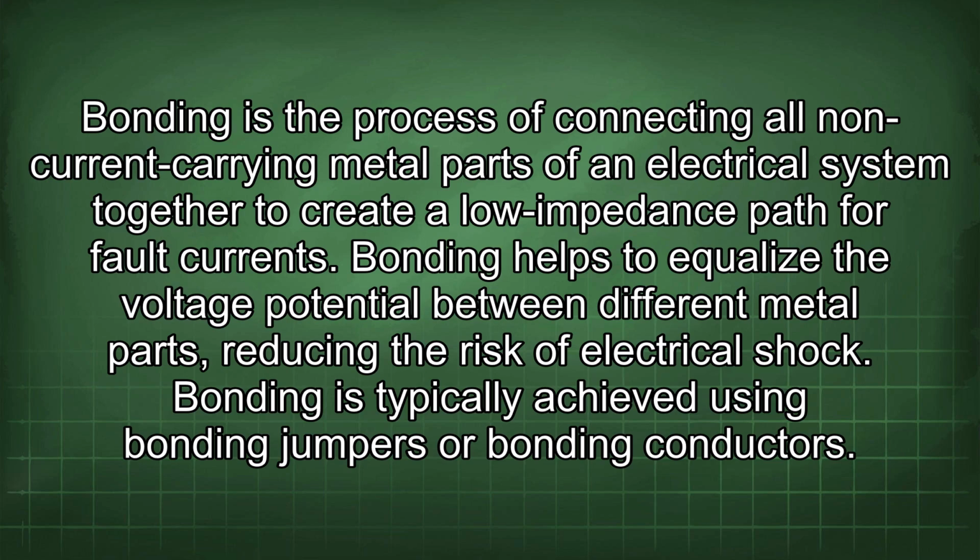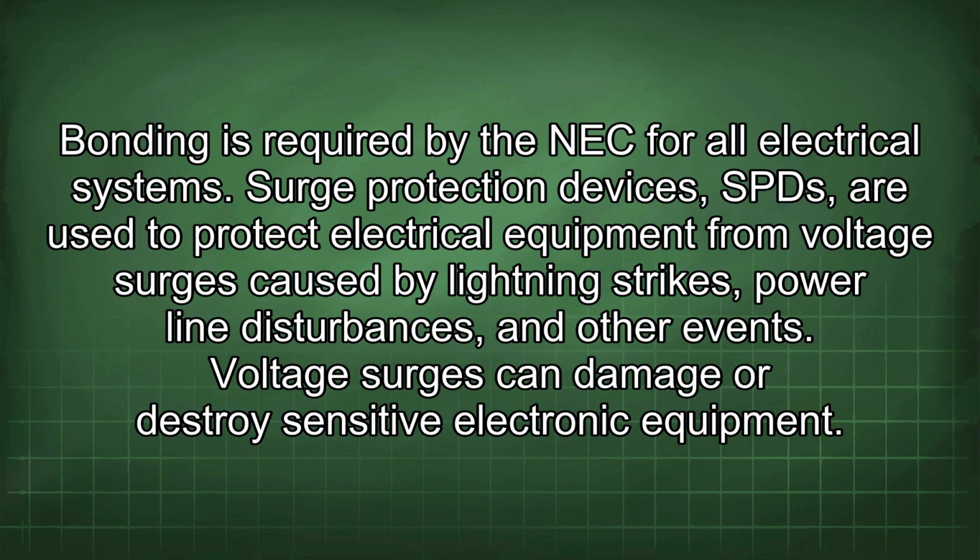Bonding is the process of connecting all non-current carrying metal parts of an electrical system together to create a low impedance path for fault currents. Bonding helps to equalize the voltage potential between different metal parts, reducing the risk of electrical shock. Bonding is typically achieved using bonding jumpers or bonding conductors. Bonding is required by the NEC for all electrical systems.